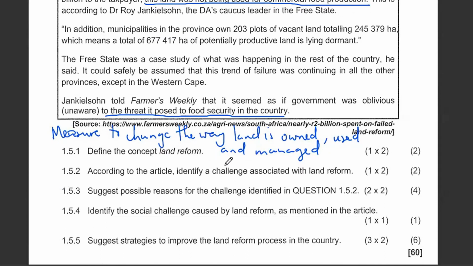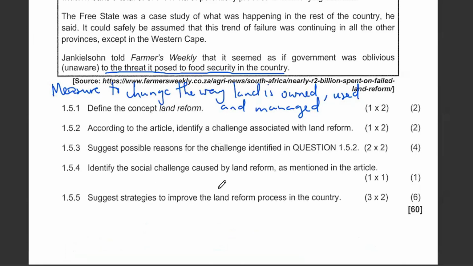So the threat that is going to happen there is a threat to food security. The country will become food insecure because of a failed land reform. We are trying to redistribute land for the sake of improving productivity and ensuring food security. But we are seeing a situation whereby the land is going into unproductive use. That is going to cause a threat to the food security of the country, and we are going to end up having food insecurity for that reason.